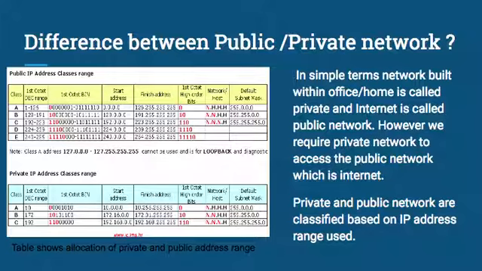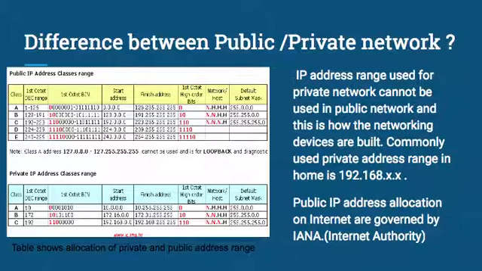Difference between public and private networks. In simple terms, networks built within an office or home are called private networks, and the public network is the internet. However, we require a private network to access the public network, which is the internet. Private and public networks are classified based on the IP address range used. The table shows the allocation of private and public address ranges.